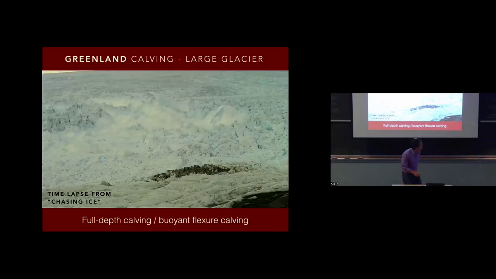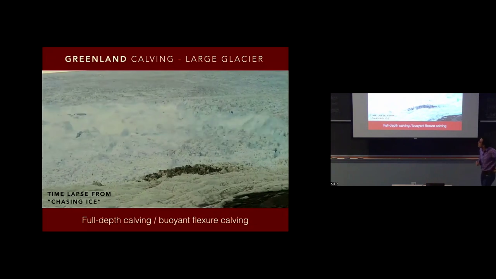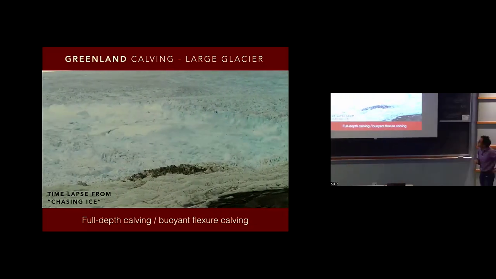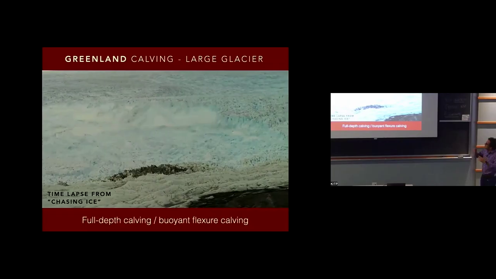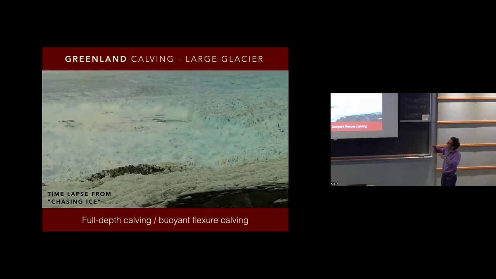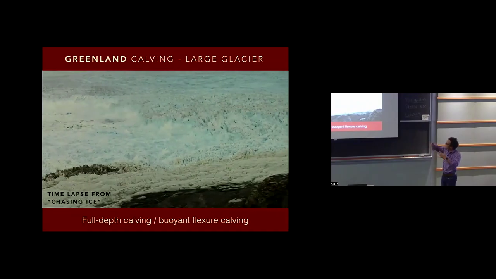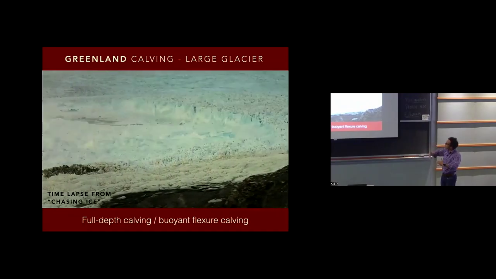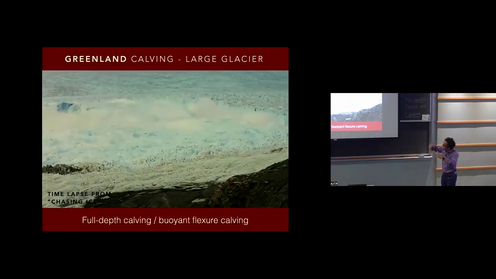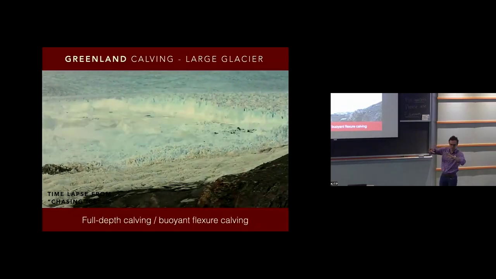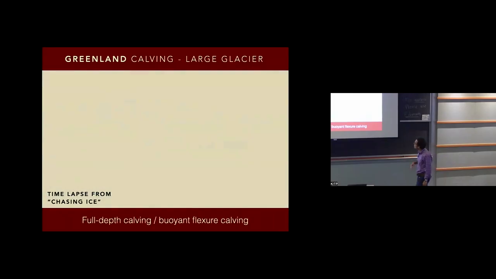So I have picked this incredible time-lapse video, many of you know this probably, of a carving event at Ilulissat Glacier. And you can see, and this is sort of an unusual cascade of events, that the glacier repeatedly carves at full depth. And then typically it's sort of top-heavy and it flips one way or another. So I call this full depth carving or buoyant flexure carving.